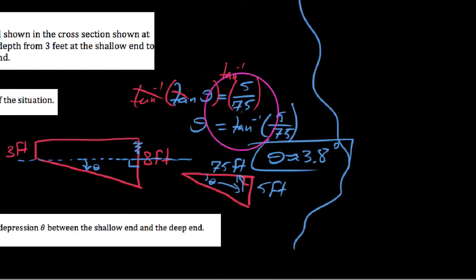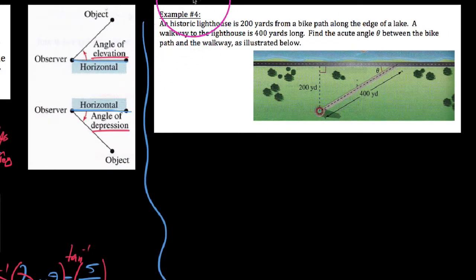As a matter of fact, this one does not start off with an angle of depression or elevation. It just says a historic lighthouse is 200 yards from a bike path. So we have this 200-yard distance here along the edge of a lake. It says a walkway to the lighthouse is 400 yards long. So we have a 400-yard long measurement here. It says find the acute angle theta between the bike path and the walkway as illustrated below.